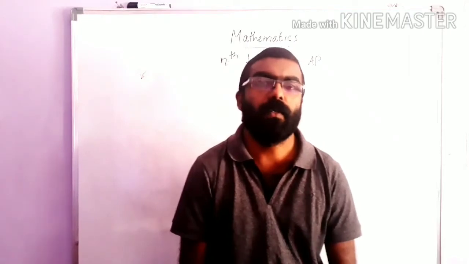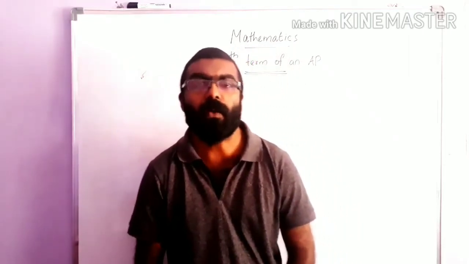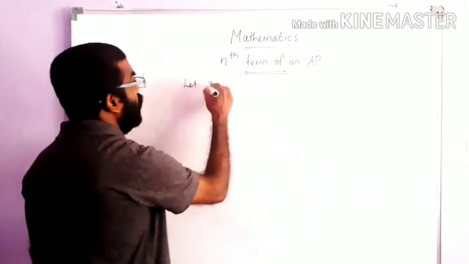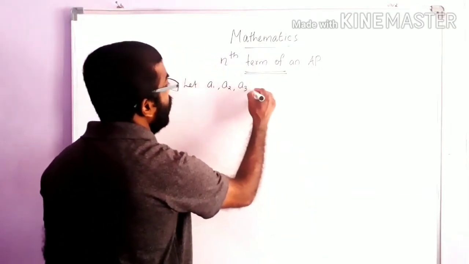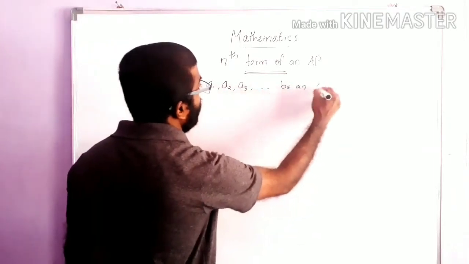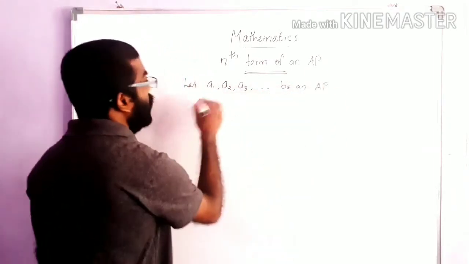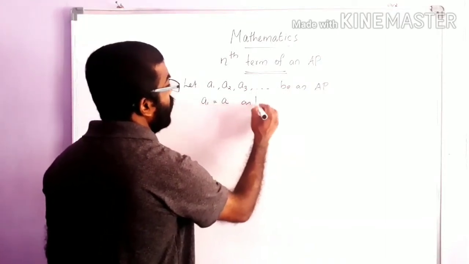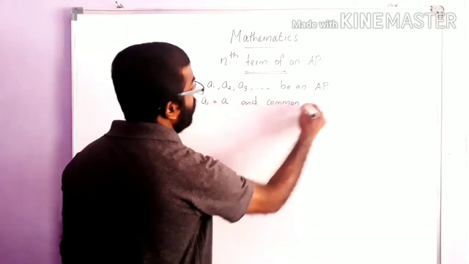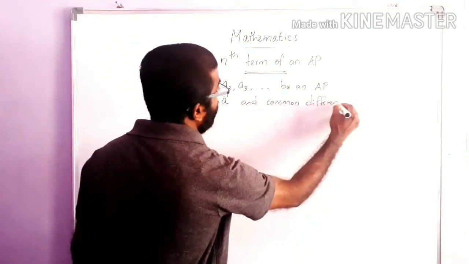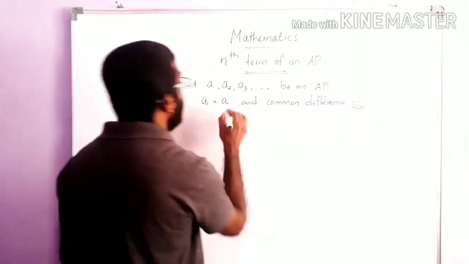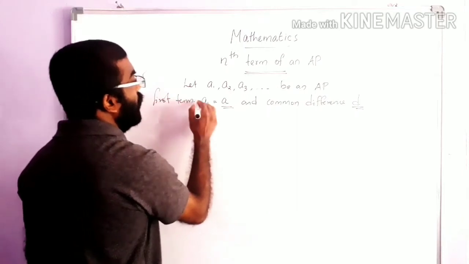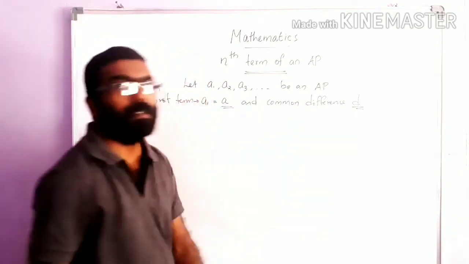Today we are going to discuss the nth term of an AP. Okay, so let us consider an AP. Let A1, A2, A3, etc. be an AP. Here the first term A1 we can take as A and the common difference as D. Okay, first term A1 we write as A and the common difference is D.